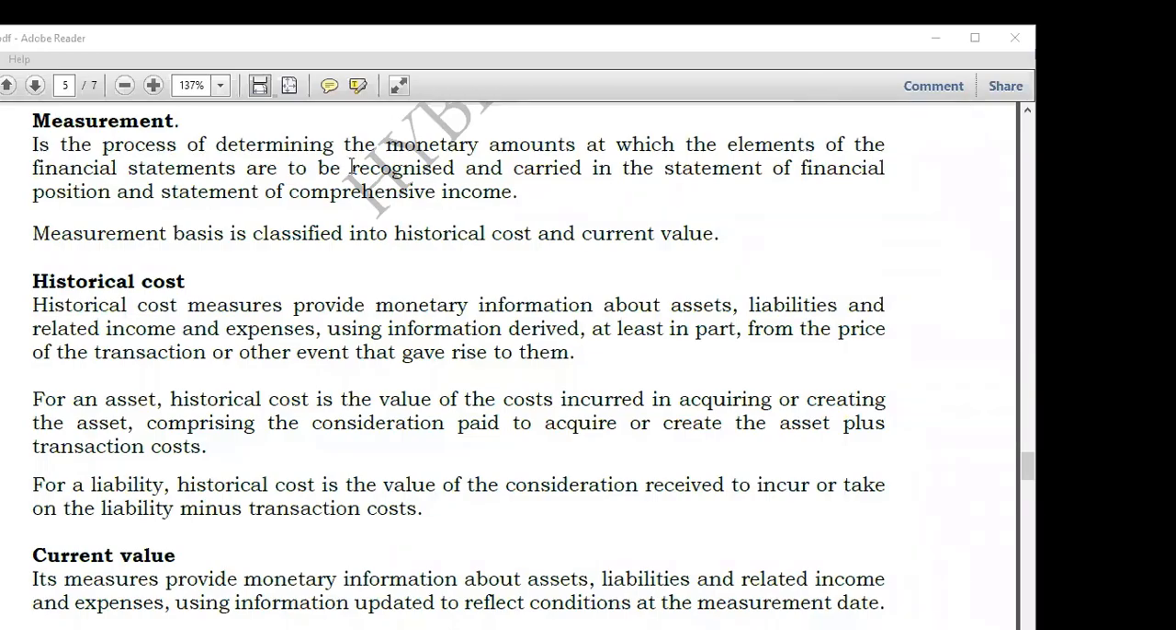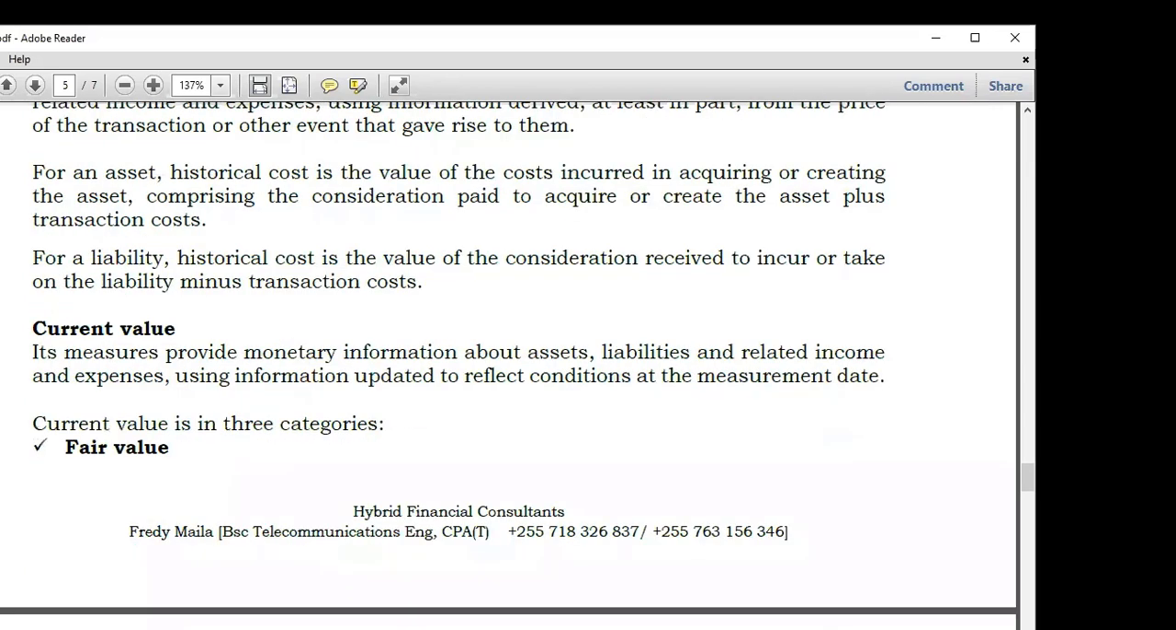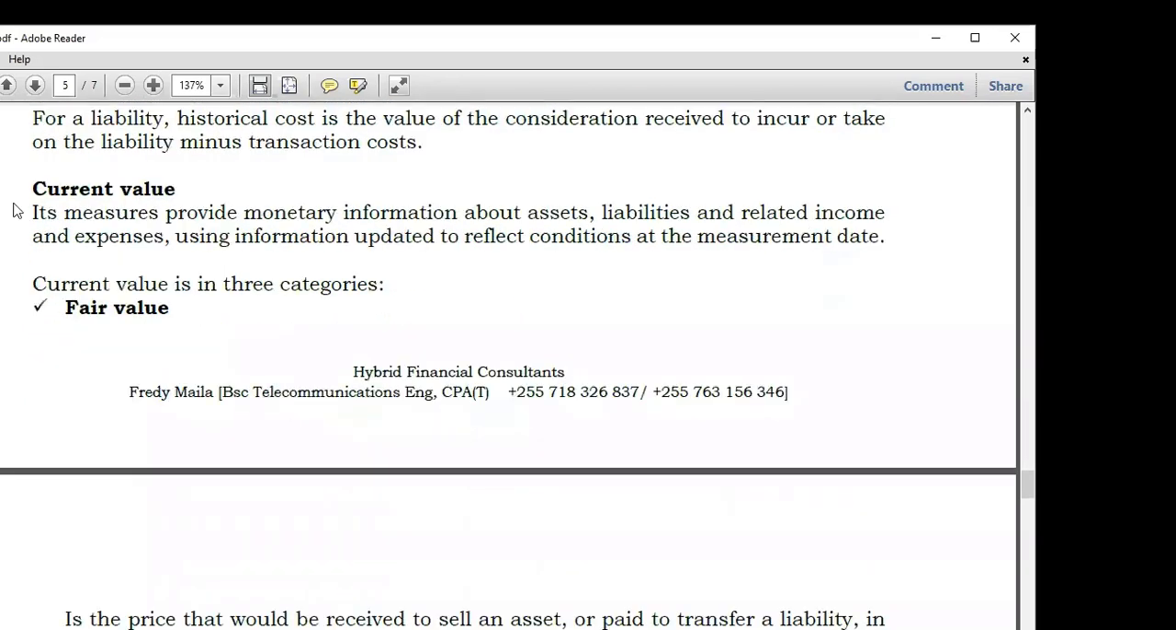Hello, and so we just spoke of the measurement, and we said that this measurement actually can be explained in terms of historical cost, but also in terms of the current value, the worth now. What is the worth now? And for historical cost, actually, we define these two ways for assets and for liabilities. And our main concern right now is on defining the current value. How do we determine the current value? How are we going to do this?